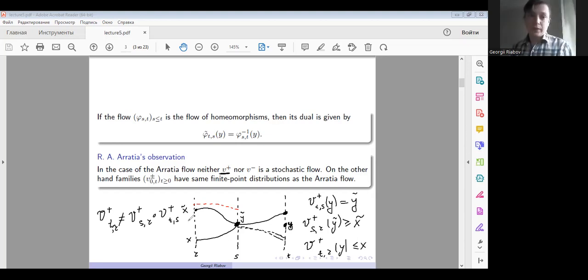So these two natural choices of pseudo-inverse functions may not be flows.